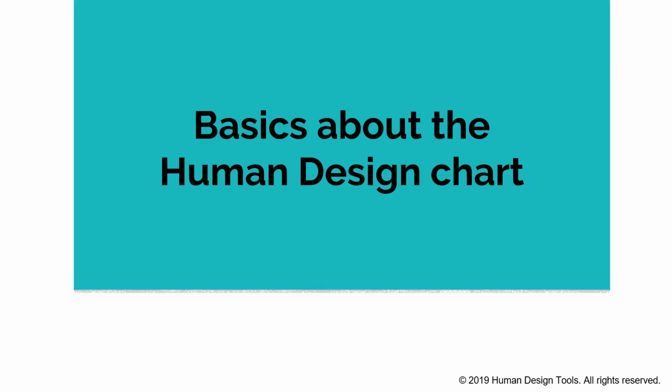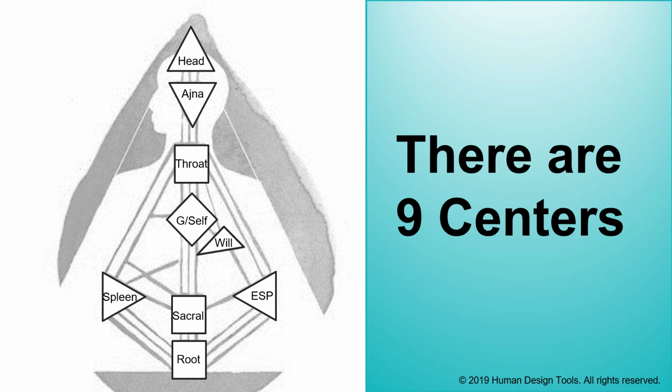First, I'm going to start with just a few basics about the human design chart. There are 9 centers. As you can see, there's the head, ajna, throat, G, sometimes called the identity center, the will center, the spleen, the ESP, which is the emotional solar plexus, the sacral center, and the root center.